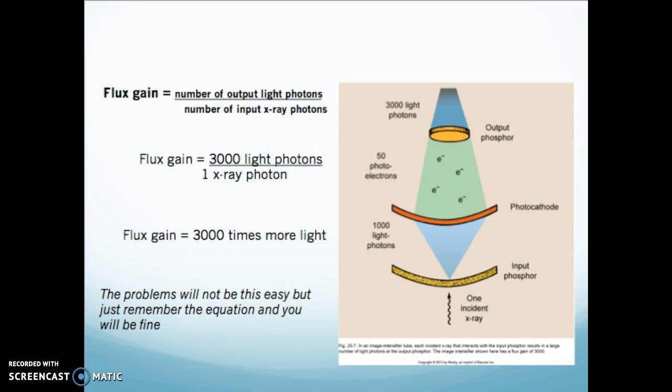This problem won't be as easy as this one, so you can see your one incident X-ray coming in. Here's your input phosphor, so 1,000 light photons. Here's your photocathode, goes to 50 photoelectrons. Here's your output phosphor to 3,000 light photons.